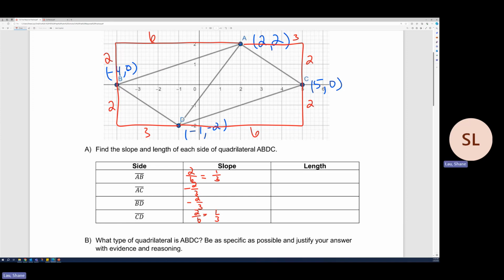And that's our slope. Of course, you could just use the slope formula, but if you don't feel like you need to, you could just do it this way. It makes things a little bit easier for us.